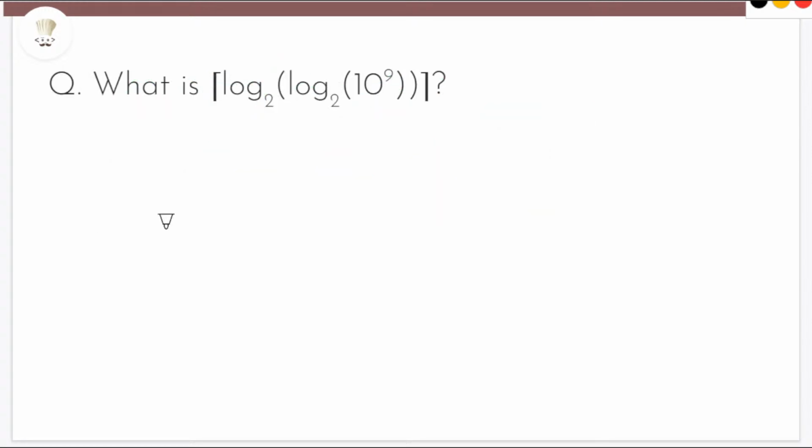So a simple question: what is log base 2 of log base 2 of 10 to the power 9? Write in the chat what you think is the value of this. This is a ceiling function here. So you have to output the ceil of whatever value comes here, right? Up until then, let me check if there are any doubts in the chat. There aren't. That is good.